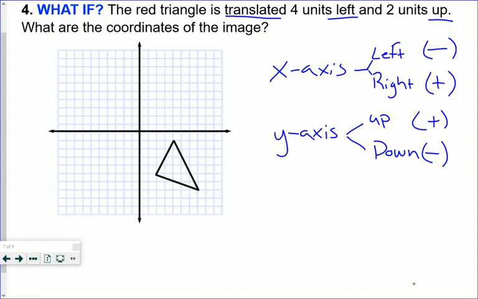So just a reminder where our axes are. This is our x-axis right here. Over here we have our y-axis. So if we're going to move this triangle 4 units left and 2 units up for each point, we're going to start with this point right here. If I'm going to move it 4 units left, it's over 1, 2, 3, 4, and then from here we move up 1, 2. There is our new image for that point A.